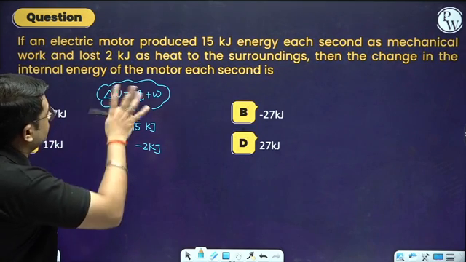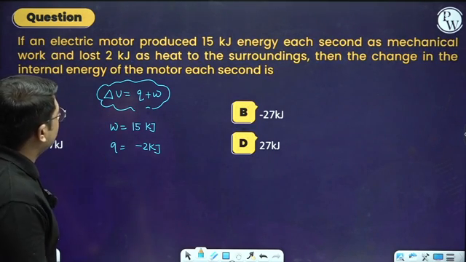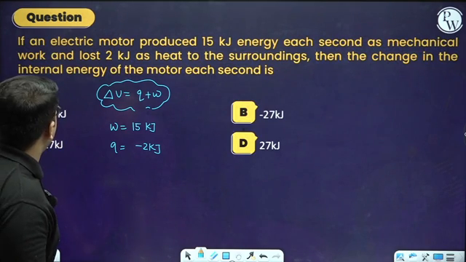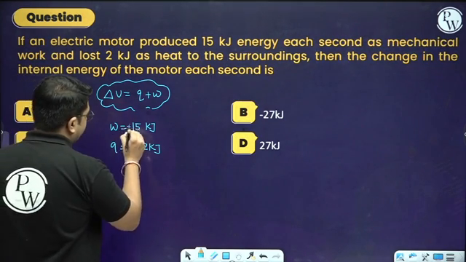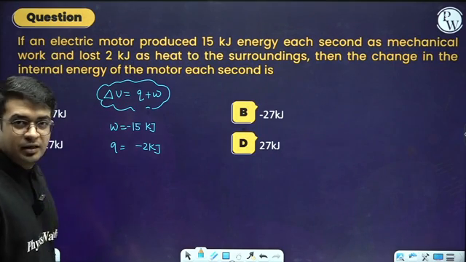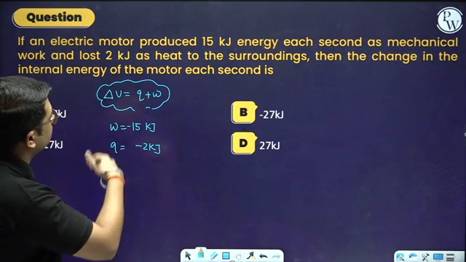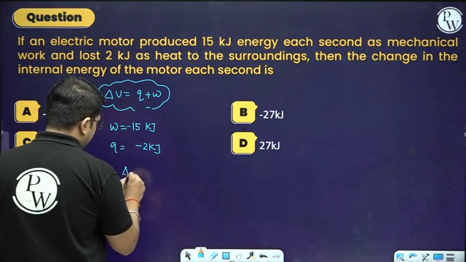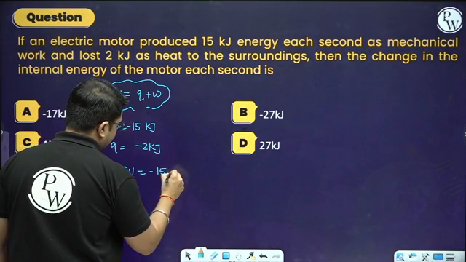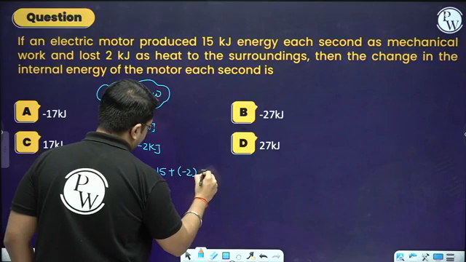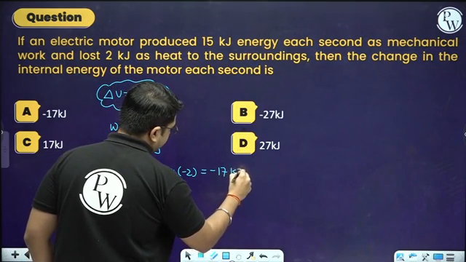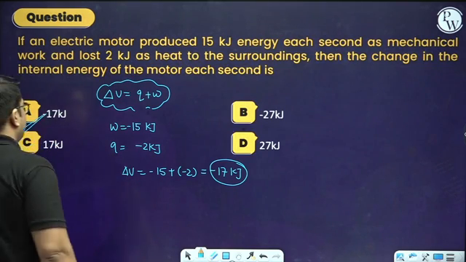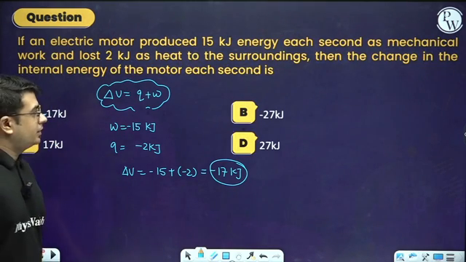Okay, the electric motor is doing work. The motor produces this much energy each second as mechanical work. It means it's again negative. Work is done by the system and it's dissipating the energy into the surroundings. So delta U will be minus 15 plus minus 2, that will be minus 17 kilojoule. Answer is A. I hope this part is clear.